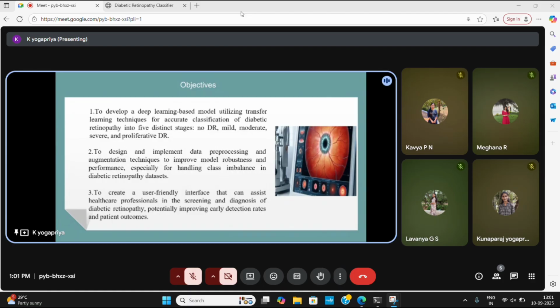To create a user-friendly interface that can assist healthcare professionals in the screening and diagnosis of diabetic retinopathy. For example, upload retinal images easily and receive instant classification results showing the DR stage.